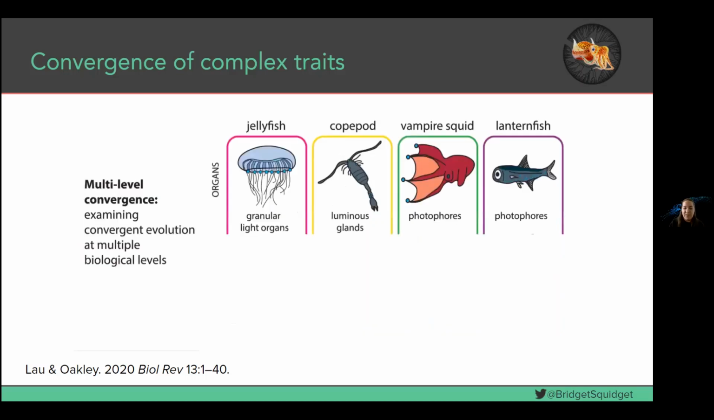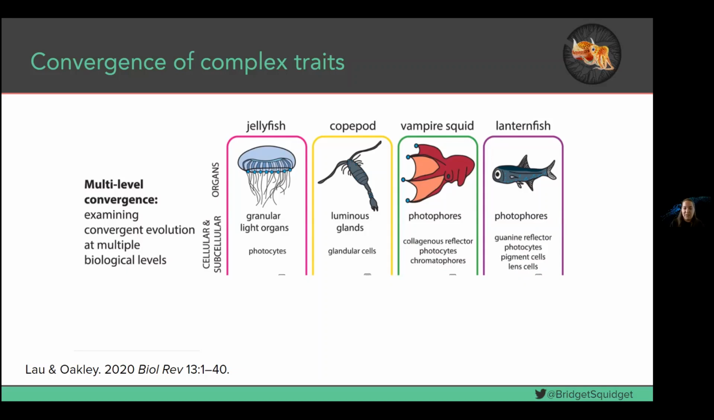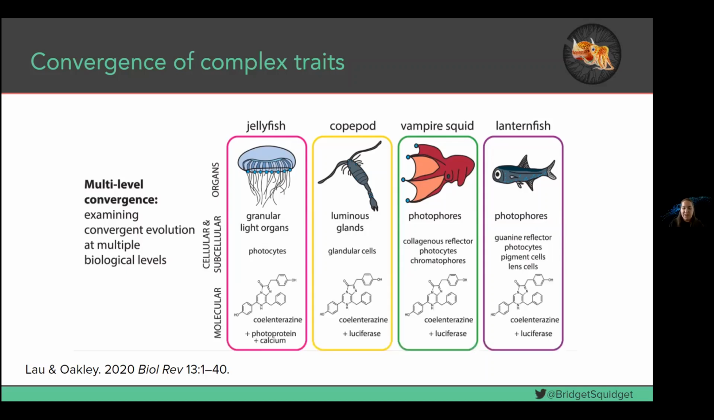We can also think about complex traits in different biological levels of organization. So looking at these, for example, we can study convergence with a perspective focused on organs. So just looking at glands, photophores, granular light organs, and then we can move to a lower level, such as cellular or subcellular, looking at those specific photocytes, or reflectors, chromatophores, all of those kinds of accessory cells. And then we can also look at convergence in these different molecules that actually produce the light.